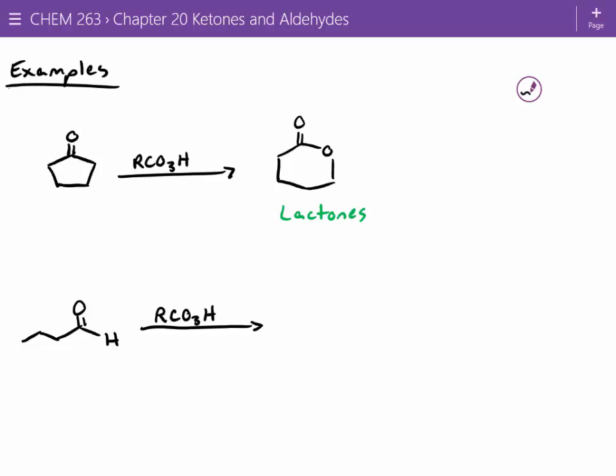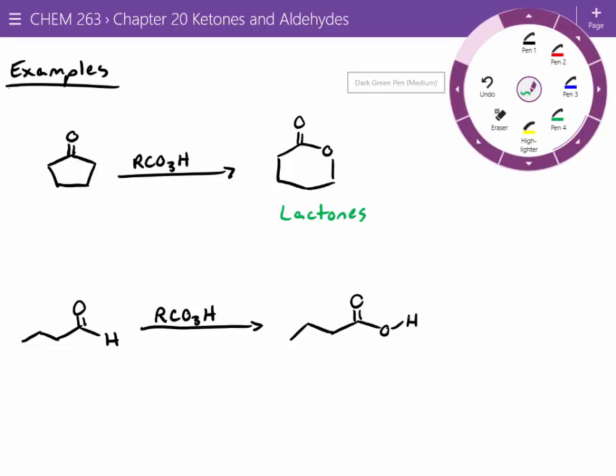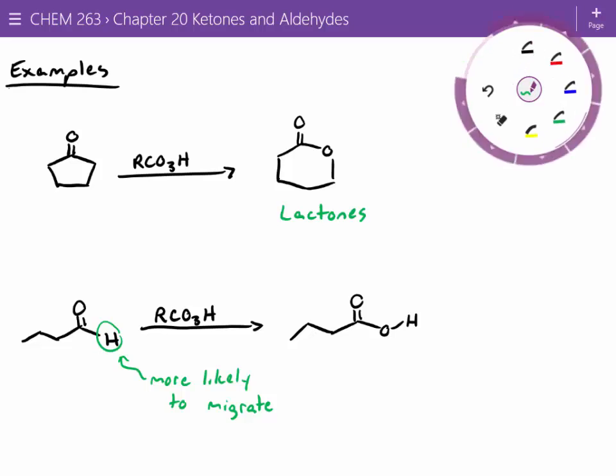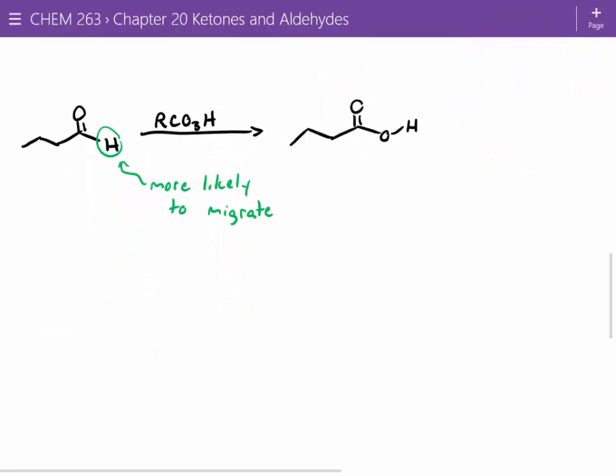Are we going to get an ester or a carboxylic acid? And why is that? Because it's an aldehyde and the hydrogen is more likely to migrate than the primary alkyl group. So whenever you're looking at these, you can say this one is more likely to migrate. All right, let's do another one.